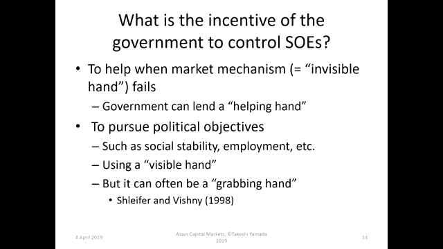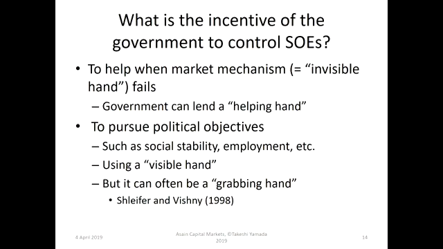Yeah. So therefore, the question is, why do governments still want to hold on to SOEs, right? Even partially. So here comes this idea that in a pure market economy, we said the market mechanism determines the resource allocation, right? So that is called the invisible hand. But the market mechanism may fail. So in that case, the government can help, right? Can intervene. So you can call it a helping hand, right? And the helping hand, in this case, will be visible.